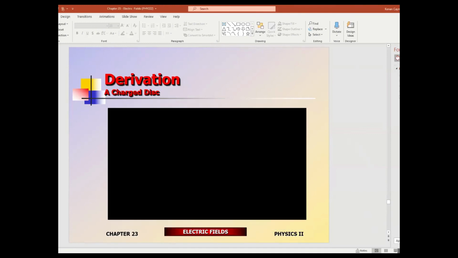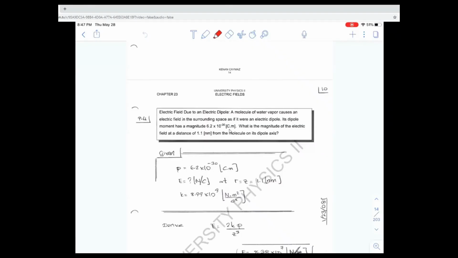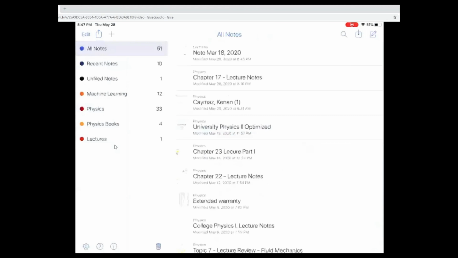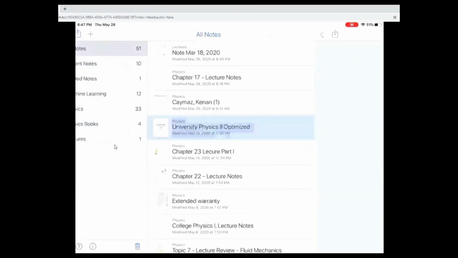All right, guys, let's quickly go over the derivation for the charge disk. The stuff that I'm doing right now is from University Physics. I can't believe it just got disconnected. All right, so let's move forward.